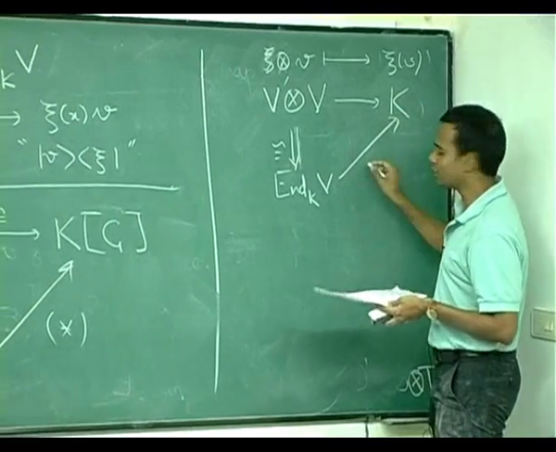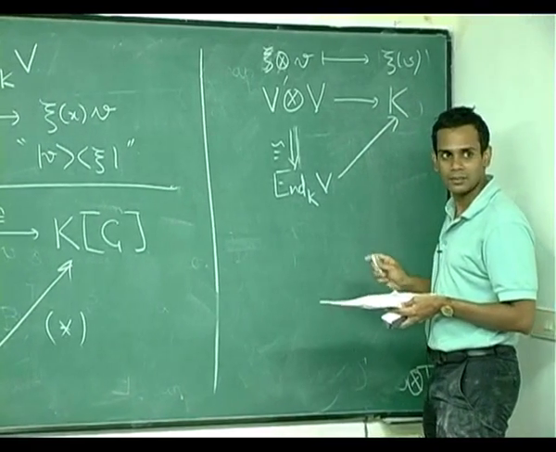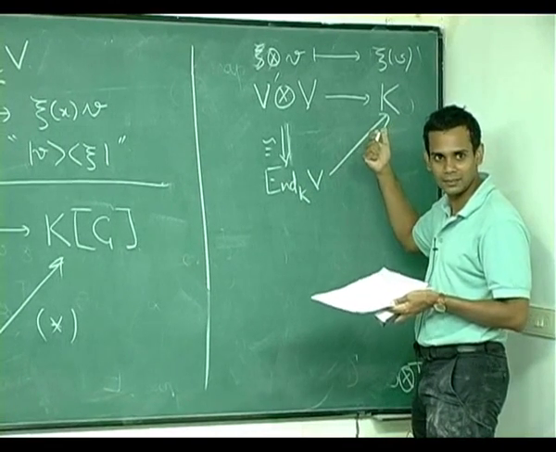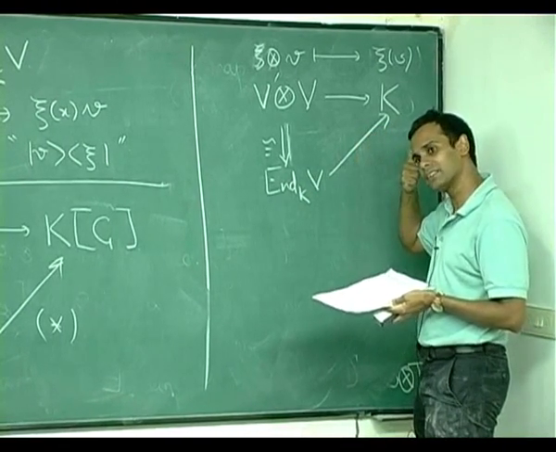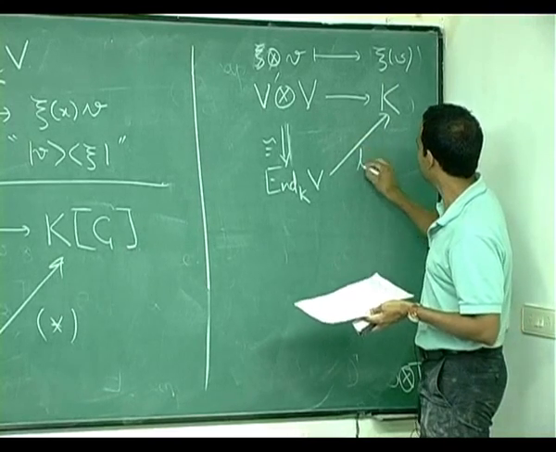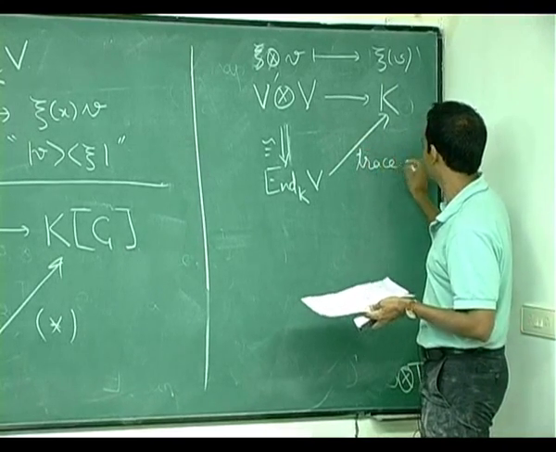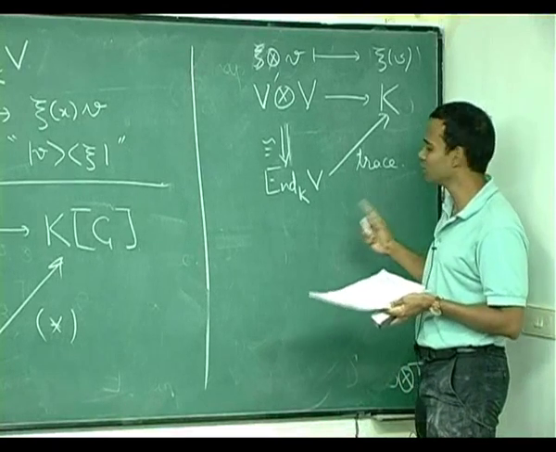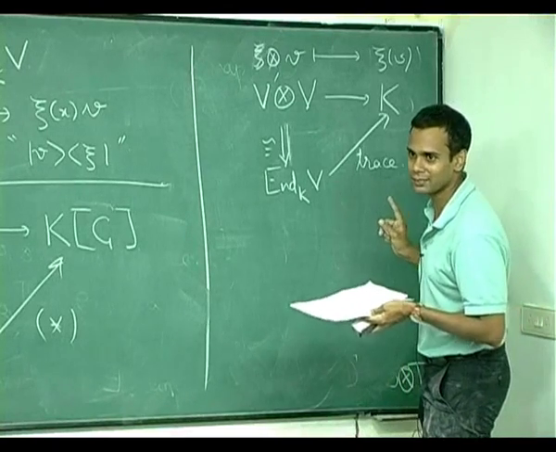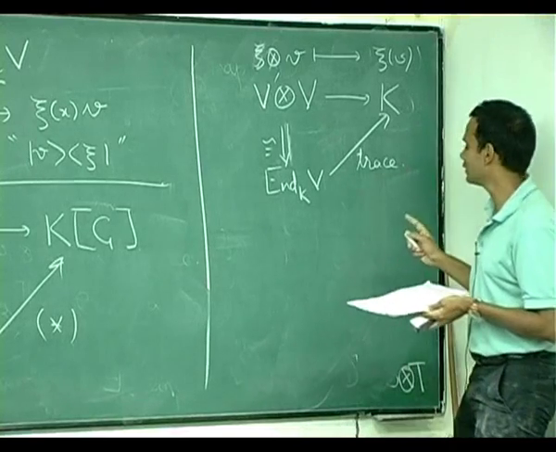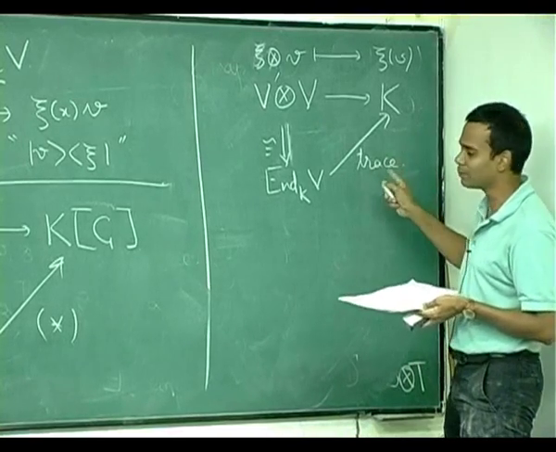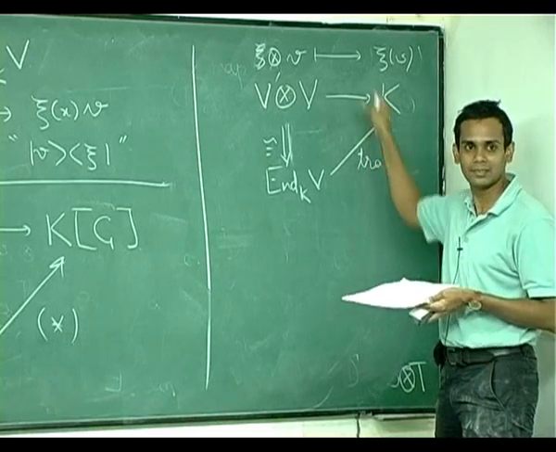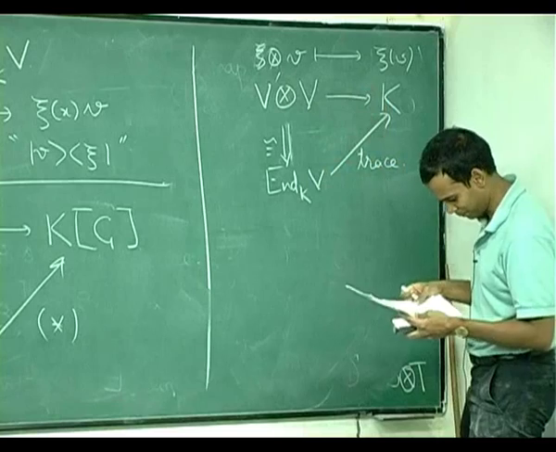So can you guess what this will be? You want a linear map from linear endomorphisms to the field. And somehow this is interesting. It turns out to be the trace. So again, you have to work this out. This is one of the most important points. And this is why the trace of a representation plays such an important role in representation theory. This is where it first appears.